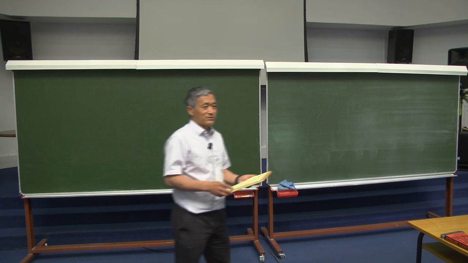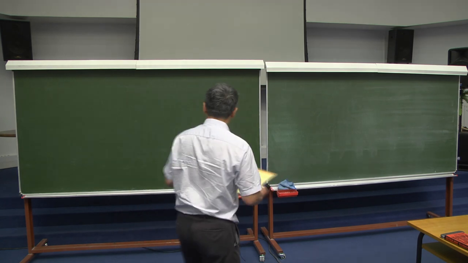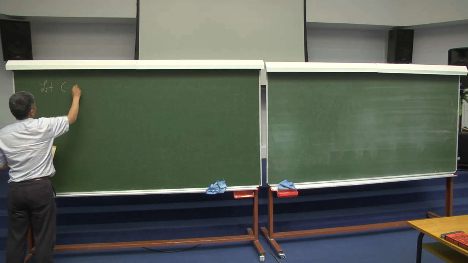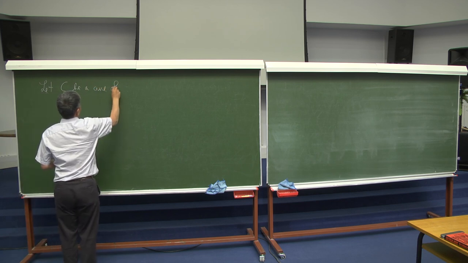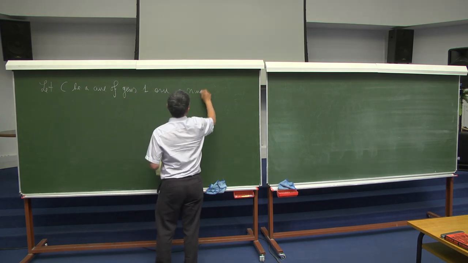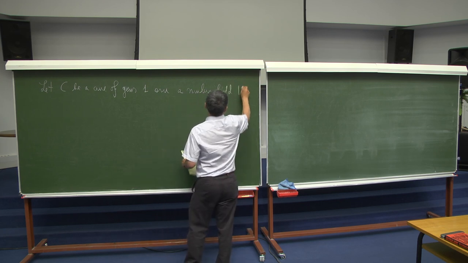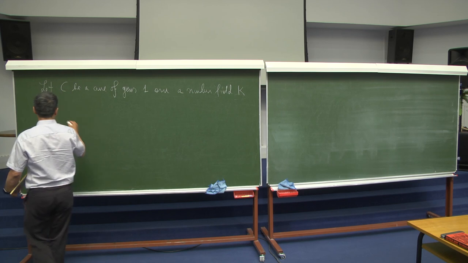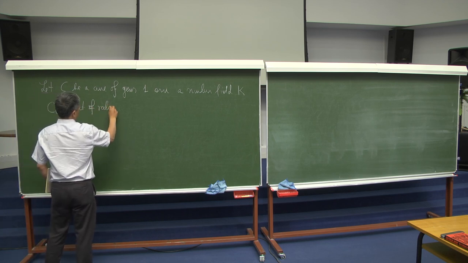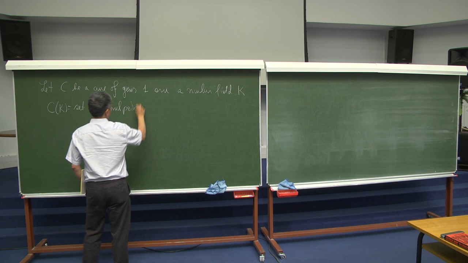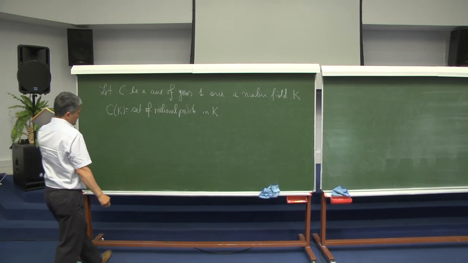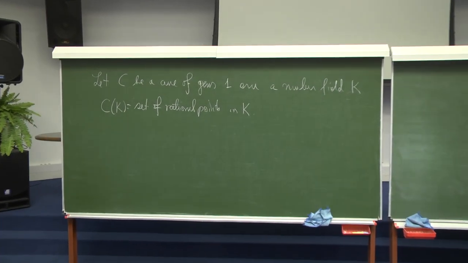Today, I will talk more about the genus one case. Let C be a curve of genus 1 over a number field K. The main question we want to study is C(K), the set of rational points in K. What can we say about C(K)?